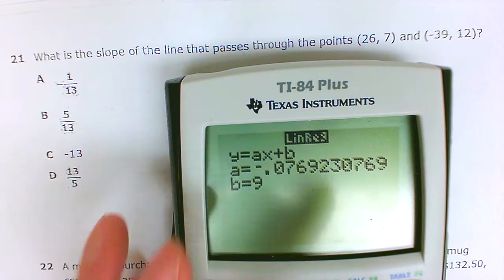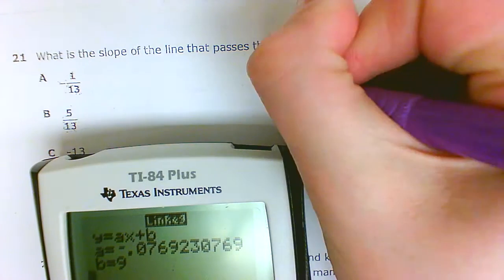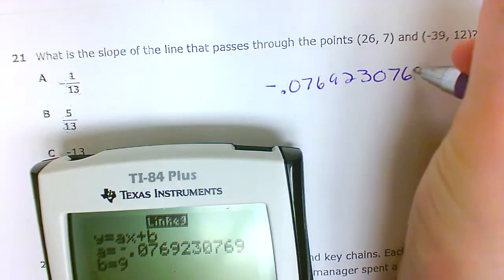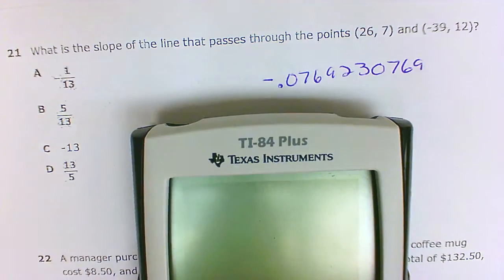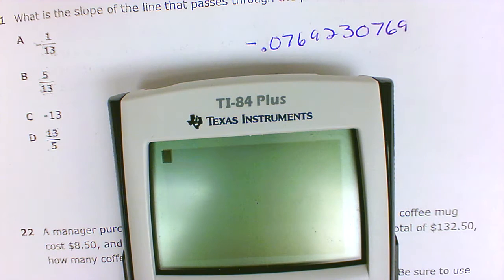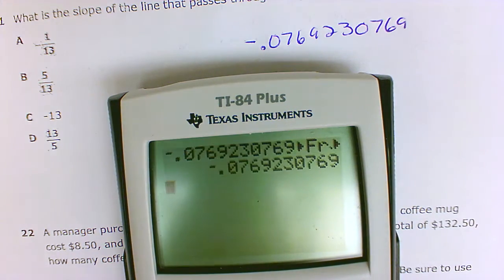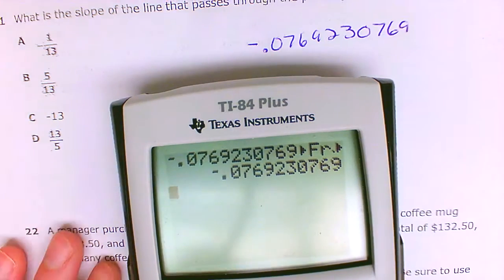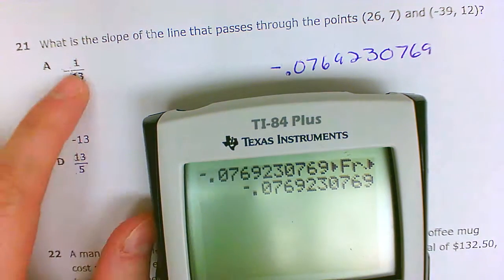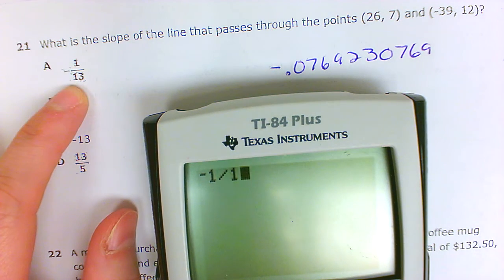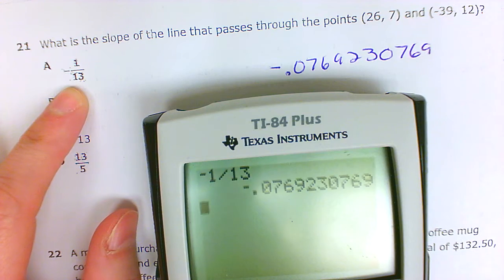Now, I got that long decimal, and if you want to, you can write it down, -0.0769230769, and that is my slope value. So if I type that into my main calculator, let's see if we can do something. If I go to math, enter, nope, it didn't change into a fraction. So if that happens to you, use your answer choices instead. Let's do -1 divided by 13. I'm going to change that one into a decimal.